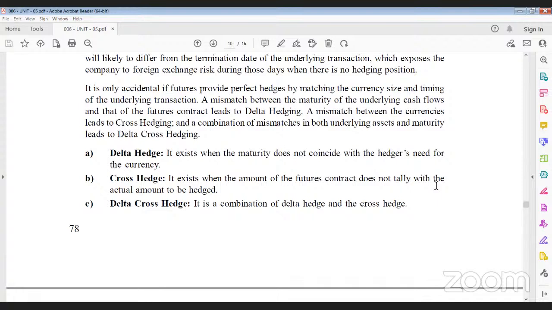What is delta hedge? It exists when the maturity does not coincide with the hedger's need for the currency. Cross hedge exists when the amount of future contracts does not tally with the actual amount to be hedged. Delta cross hedge is a combination of both delta and cross hedging.